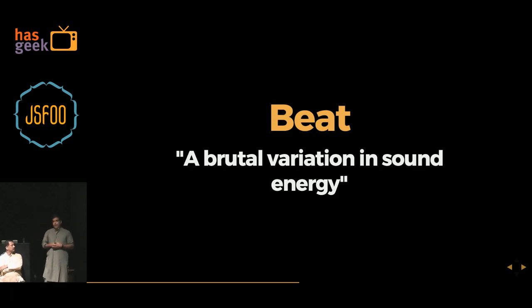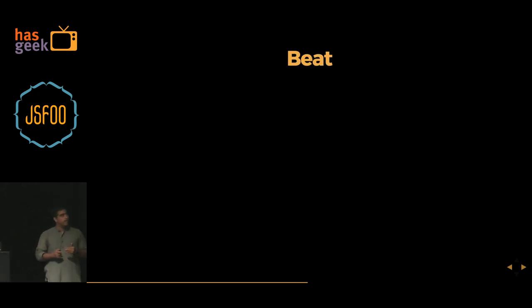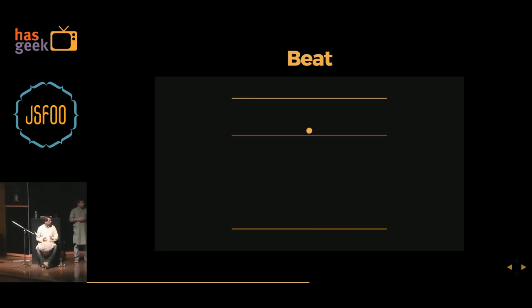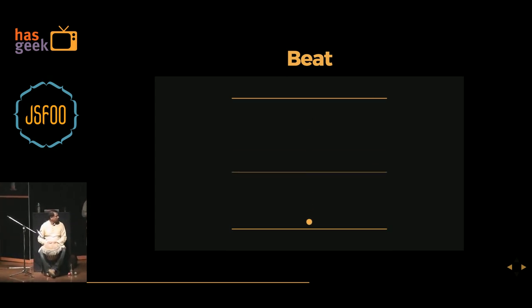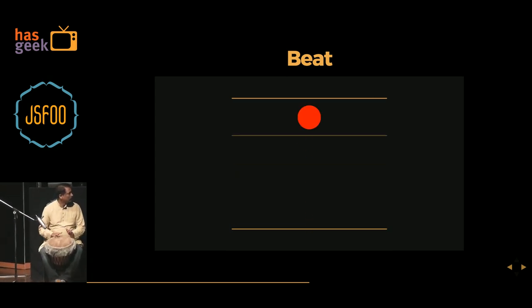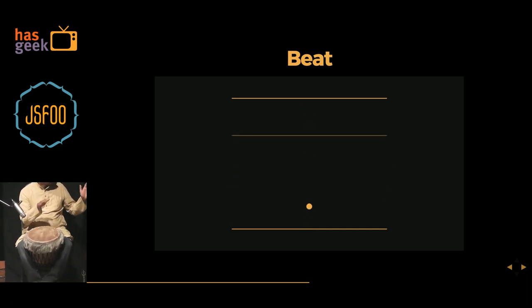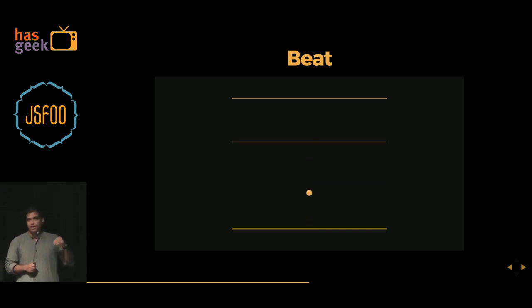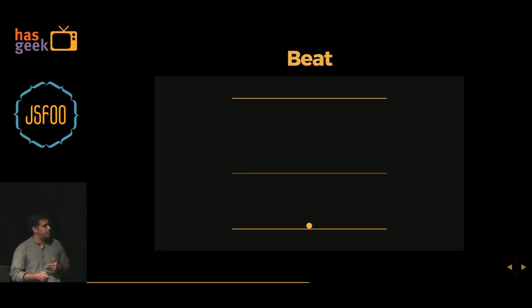The reason we can do that is because a beat is nothing but a sudden variation, or a brutal variation, in sound energy. So the sound really goes up and then comes down. If we can catch that, we can visualize it. So if you were to just play again and see a beat, every time it hits the threshold, and it's also picking up my voice, I guess, it can very quickly start to show as a beat.